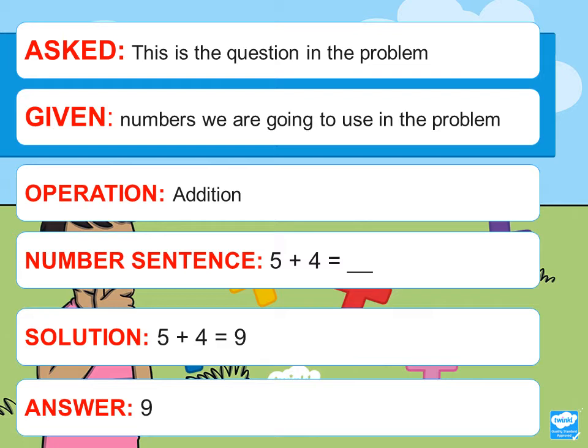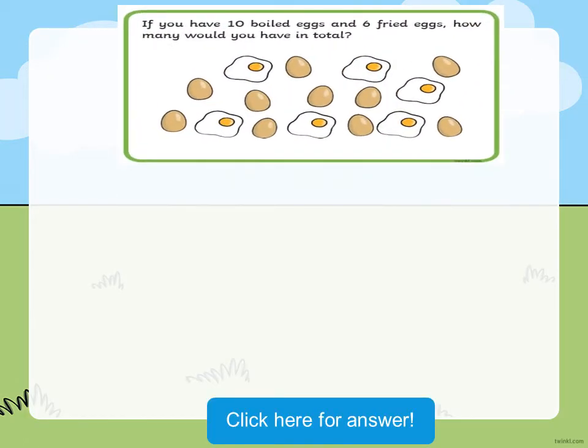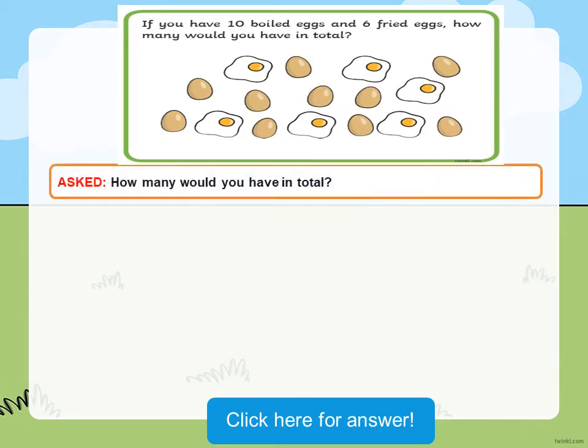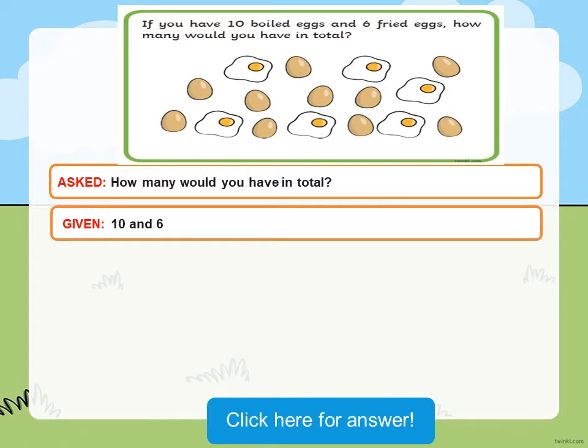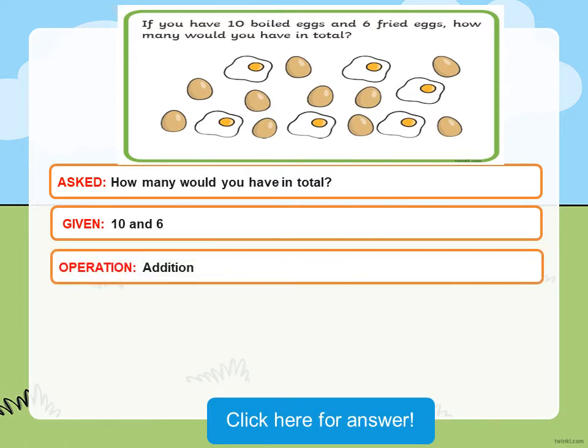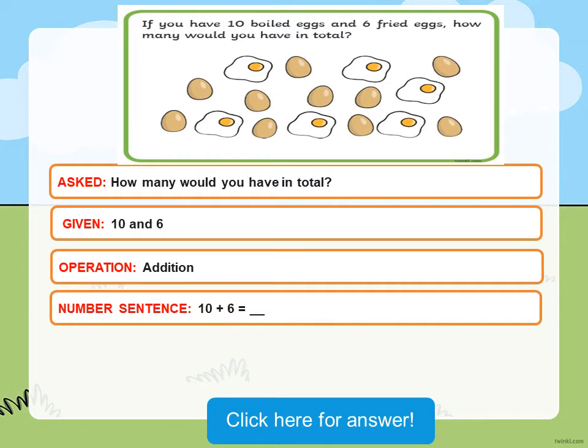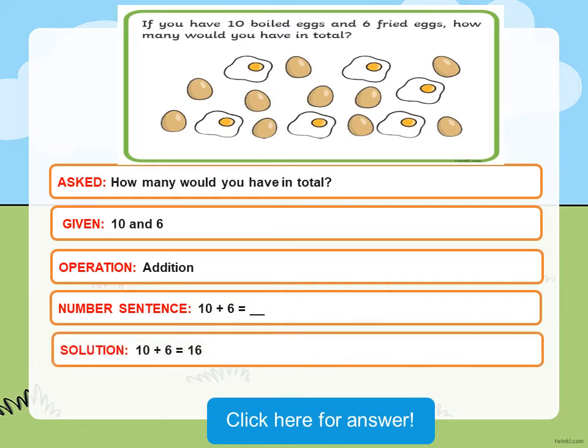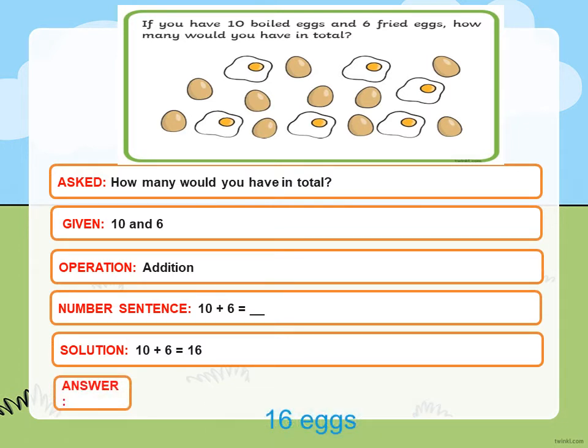Are you ready? Let us solve the following word problems. If you have 10 boiled eggs and 6 fried eggs, how many would you have in total? Ask, how many would you have in total? Given, 10 and 6. Operation, addition. Number sentence, 10 plus 6 equals blank. Solution, 10 plus 6 equals 16. And the correct answer is 16 eggs in all.